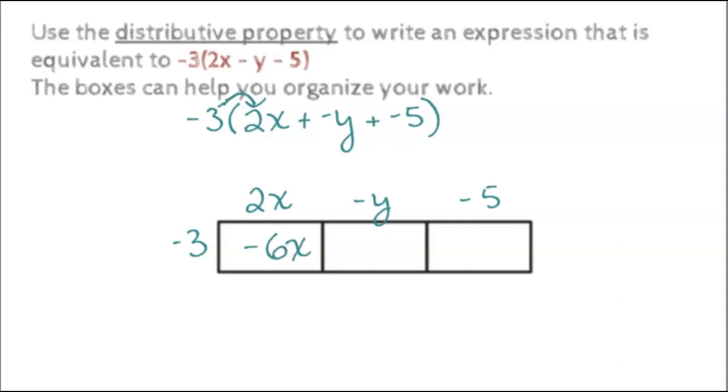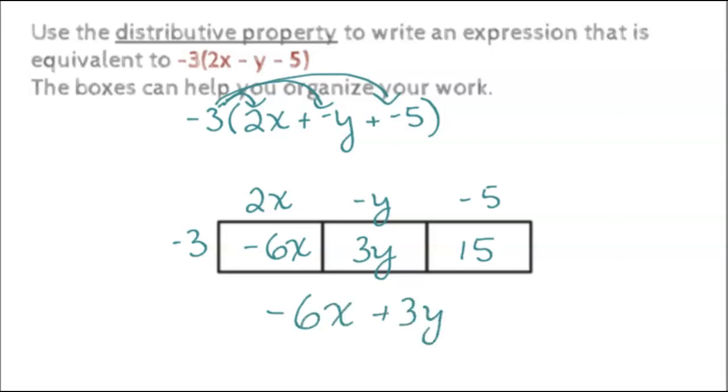The next, we have negative 3 multiplied by this negative y. A negative times a negative is a positive, so this is positive 3y. And then in our last box, we have negative 3 being multiplied by that negative 5. So a negative times a negative, again, is a positive, and this is positive 15. If we're looking at this kind of like an area model, we would add up our sections together to get our final answer. So we'll have negative 6x plus 3y plus 15, and that will be our final answer.